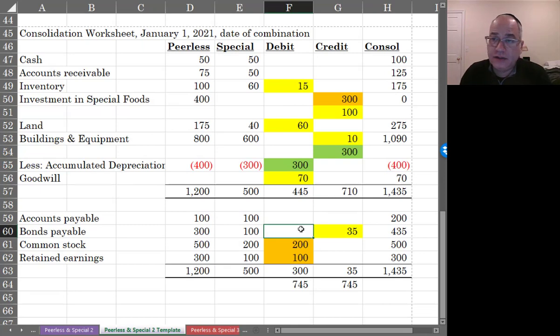In a couple minutes, you'll see how we would do this going into the first year and then even going into the second year, because then you're going to have your income statement and your statement of retained earnings to worry about also.